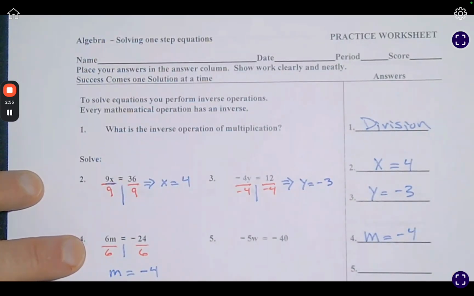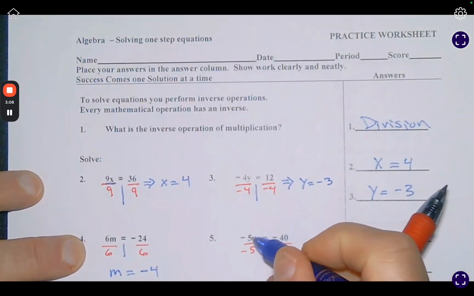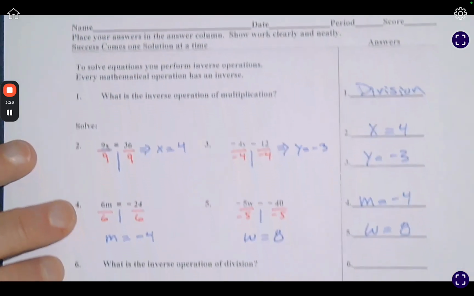Keep it up. Again, I'm going to solve an equation. So I'm going to do the inverse operations on both sides, -5 times w. So undo that multiplication with division. I know it's times because the 5 is right up against it. They're right next to each other with no operation between them. -5 divided by -5 is 1w. Negative divided by a negative is a positive 8. So w equals 8. All right, that's how you undo multiplication.